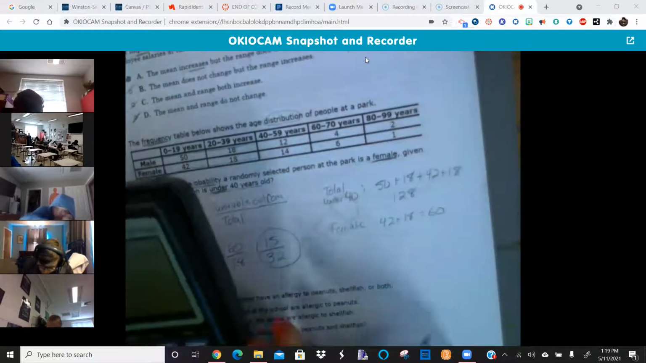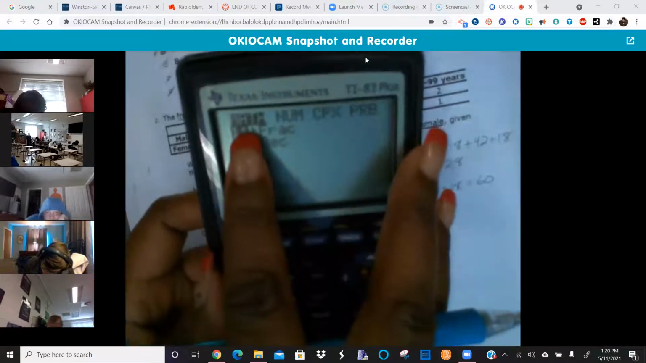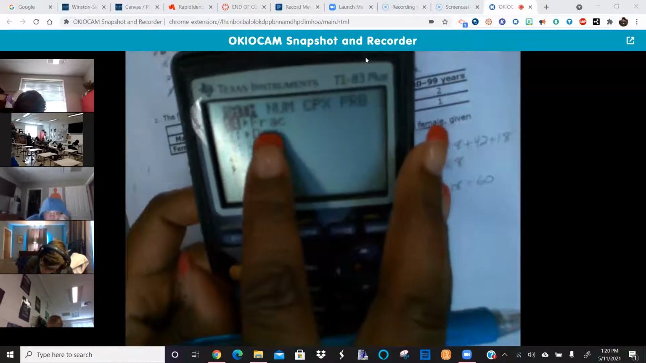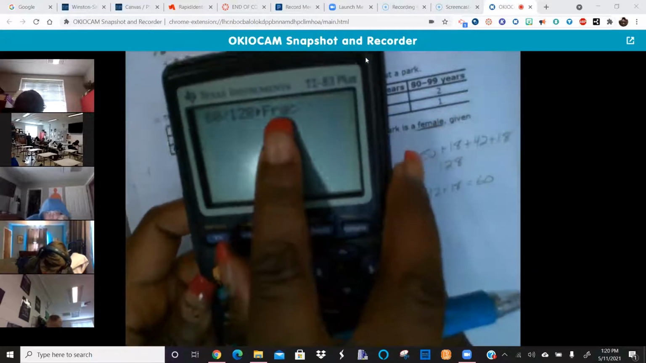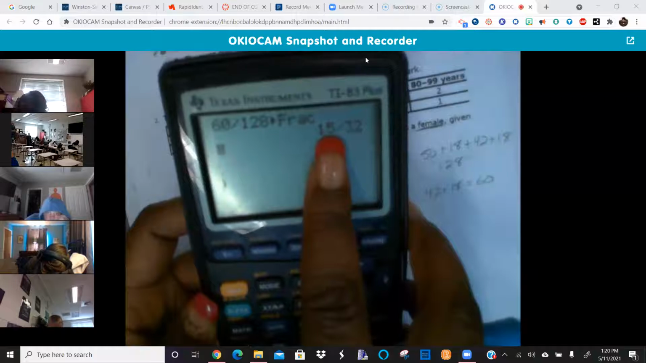Oh, when I typed the fraction in, great question. I typed in 60 divided by 128, and then I pressed this math button right here. And this is the screen. This is conversion. You see the little arrow? You want to convert it to a fraction. So you press enter, and then it comes up on your screen, and you press enter once more. And this is your reduced fraction.